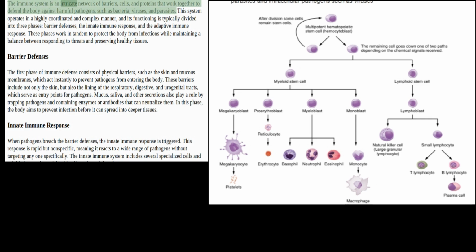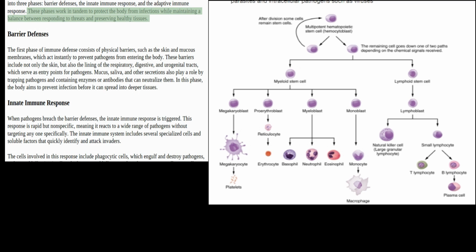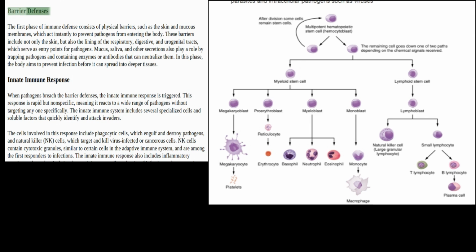The immune system is an intricate network of barriers, cells, and proteins that work together to defend the body against harmful pathogens, such as bacteria, viruses, and parasites. This system operates in a highly coordinated and complex manner, and its functioning is typically divided into three phases: barrier defenses, the innate immune response, and the adaptive immune response. These phases work in tandem to protect the body from infections while maintaining a balance between responding to threats and preserving healthy tissues.